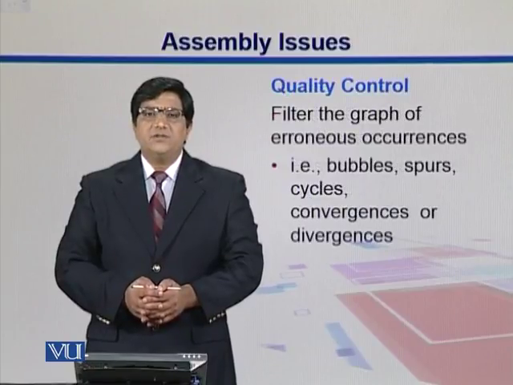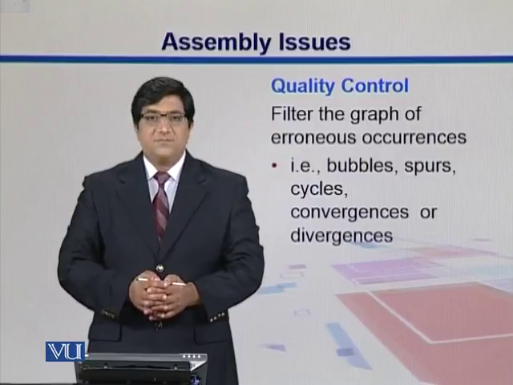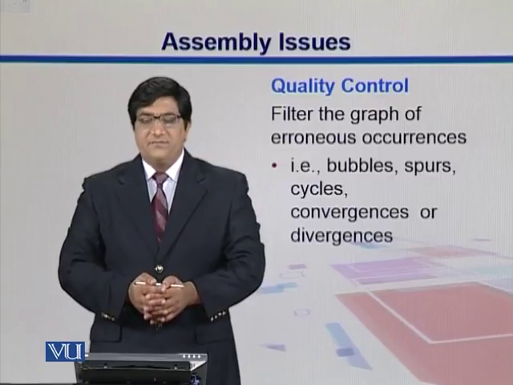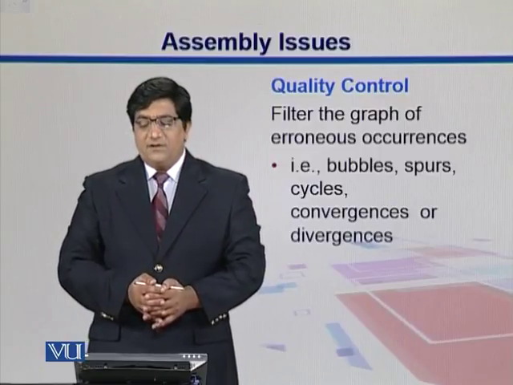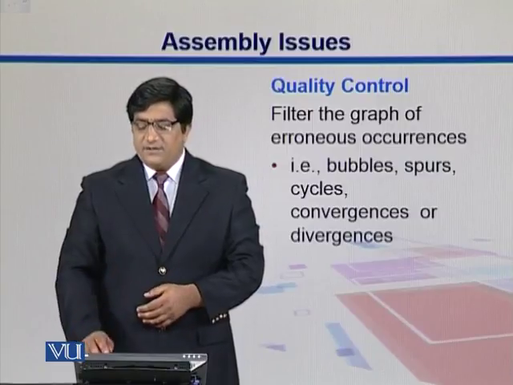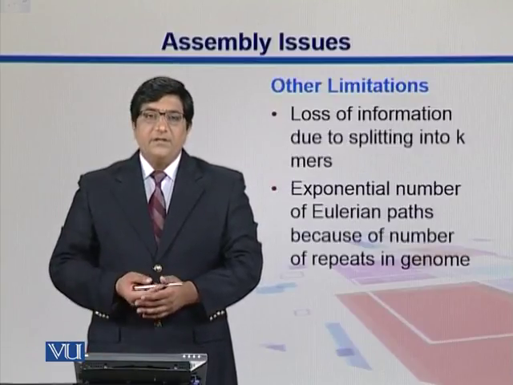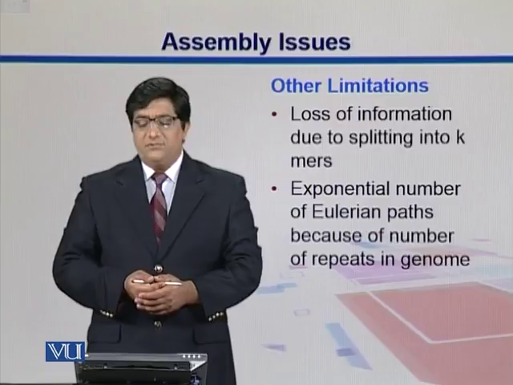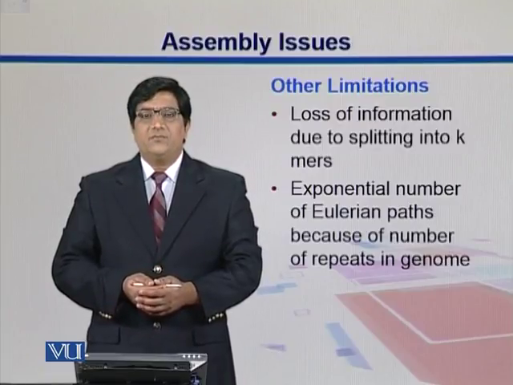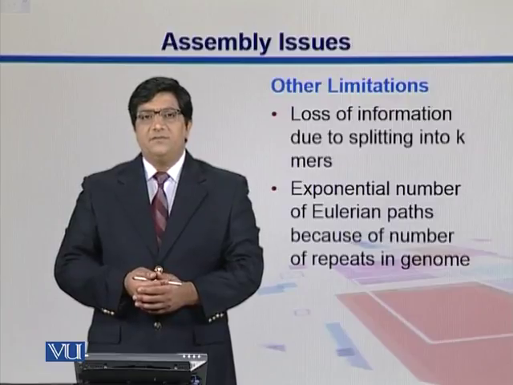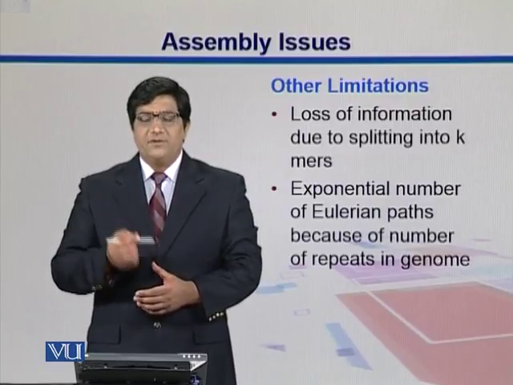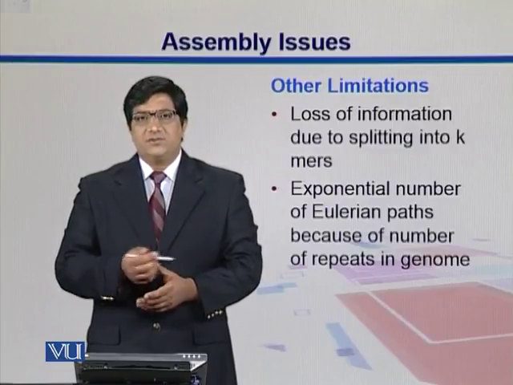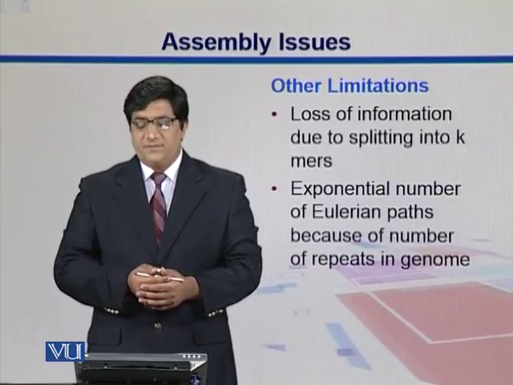So how can we control issues like these we discussed earlier, like bubbles, spurs, cycles, convergences or divergences? One thing we can do, if we can afford it, is filter the graph of these erroneous occurrences. We can simply discard them or throw them away. In addition to that, there are some other limitations. One of them is loss of information due to splitting into k-mers. When you are using those de Bruijn graph assemblies, you take those reads and break them into k-mers. Reads are already short in size and then your k-mers are even shorter. In this way you might lose some information.